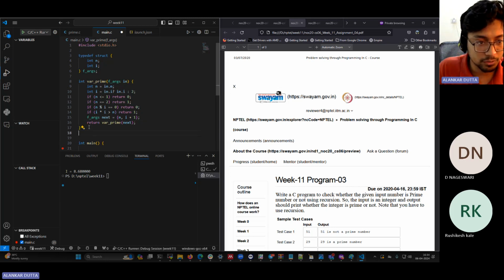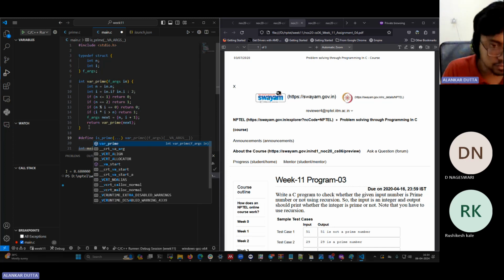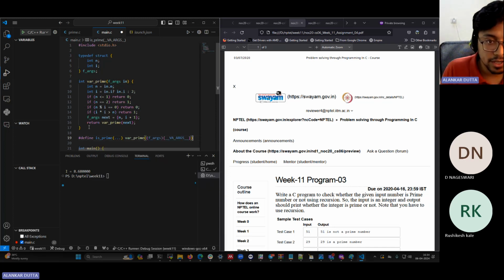And now, since we want to wrap it up in terms of just one function, which I'm going to call is prime, right? That's what we are going to call. So I'll just call it is underscore prime, and this I will be using 3 dots. So this means some arguments that I'm going to pass, and then this has to go to var prime, and this has to go to f args, and we are using something called v args.